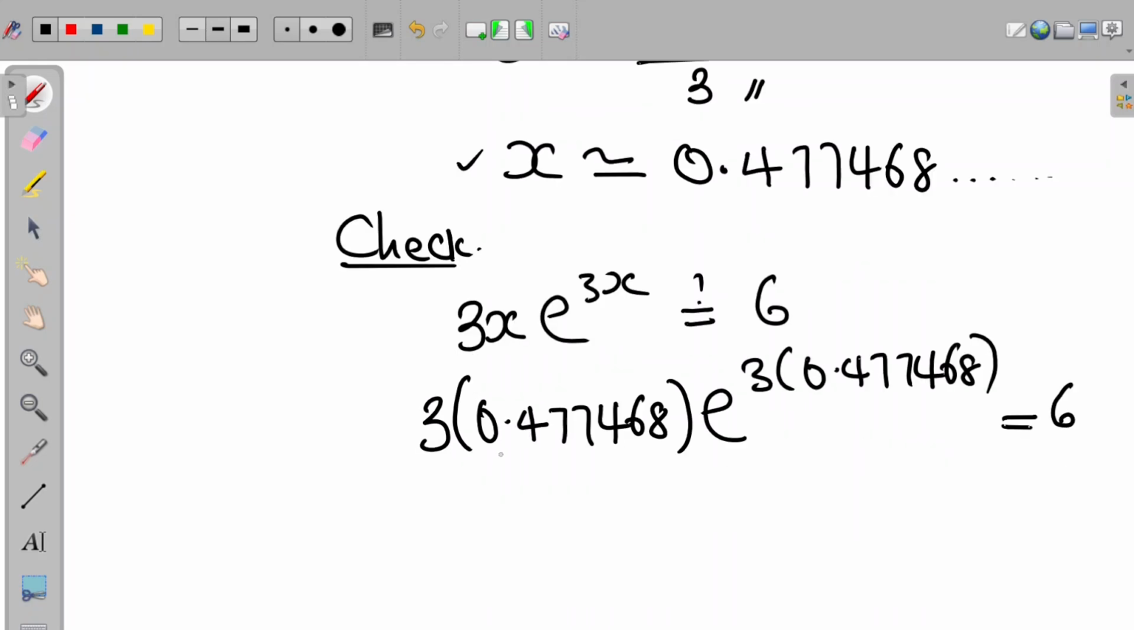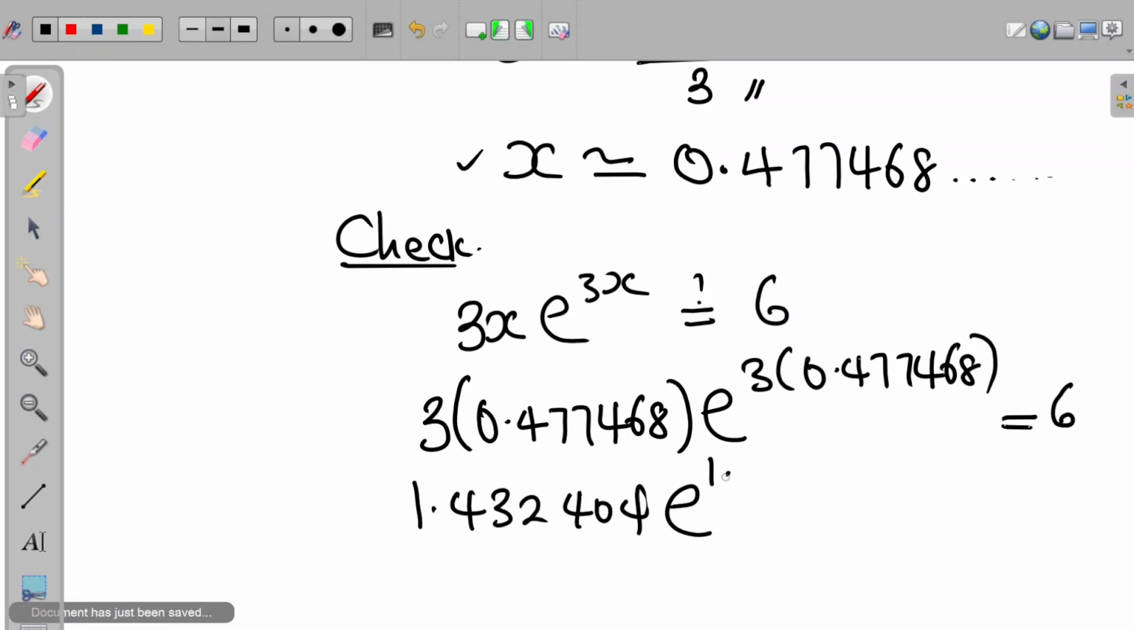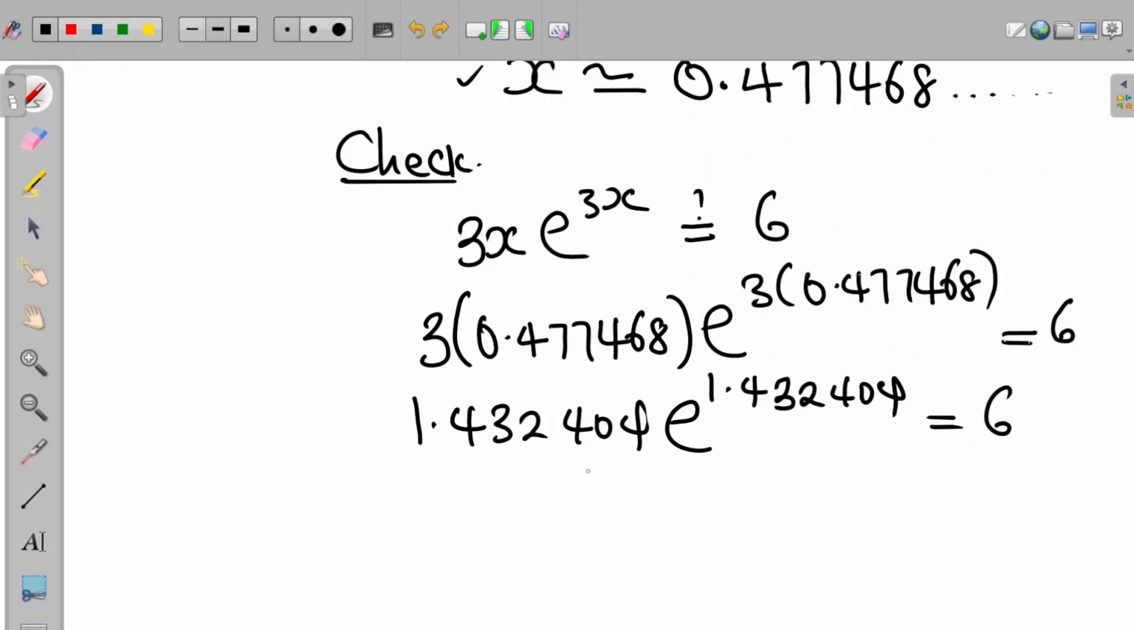Now 3 times 0.477468 is equal to 1.432404 multiplied by e raised to the power of 1.432404. Everything is equal to 6. So if you simplify the left hand side, you will have 5.99992, which is approximately equal to 6.